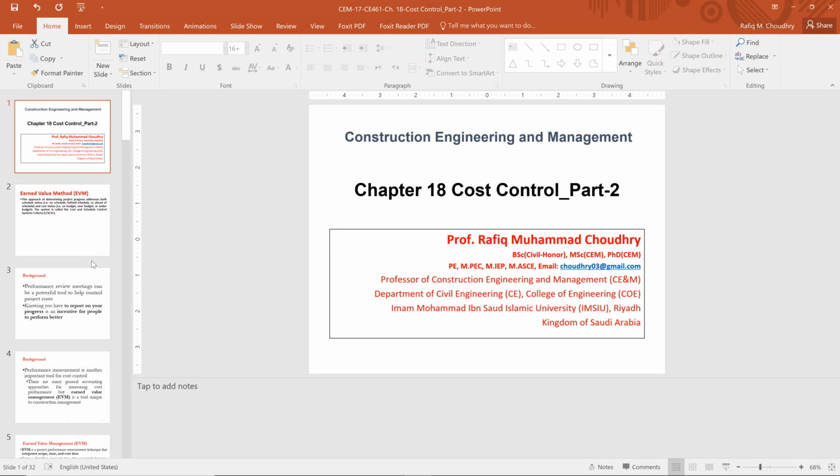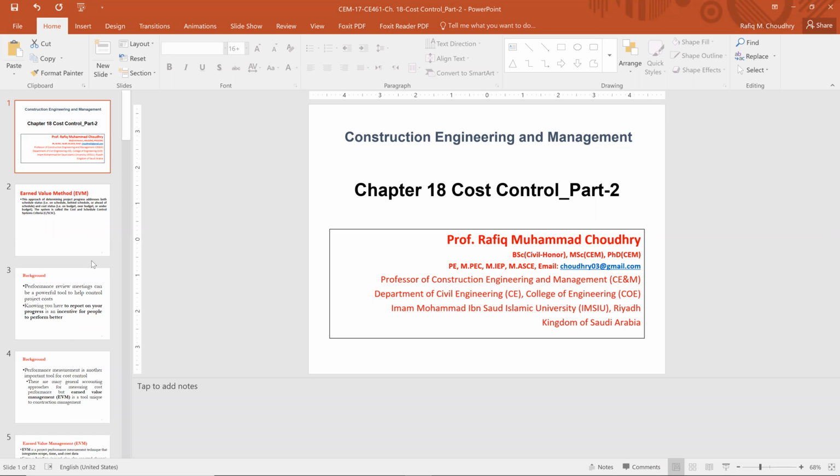To remember these formulas: schedule variance is EV minus PV, cost variance is EV minus AC, schedule performance index is EV over PV, and cost performance index is EV over AC. So it's always EV first. When we do schedule variance, we compare EV and PV. When we do cost variance, we compare EV and AC.